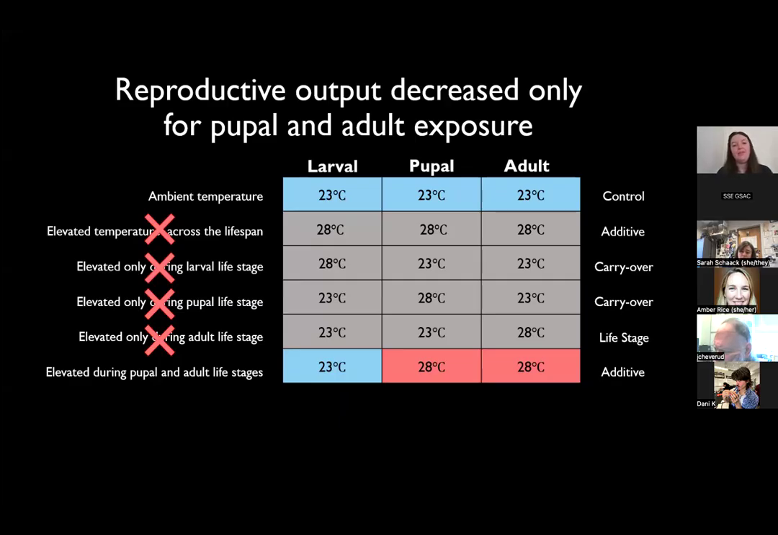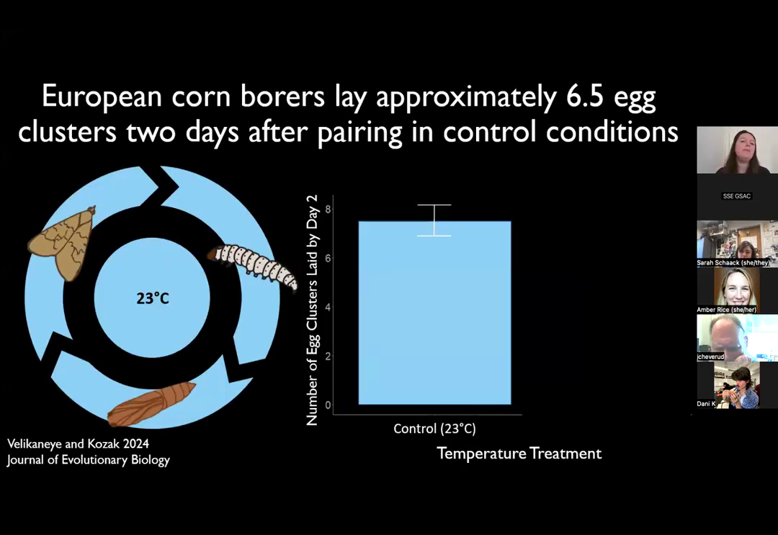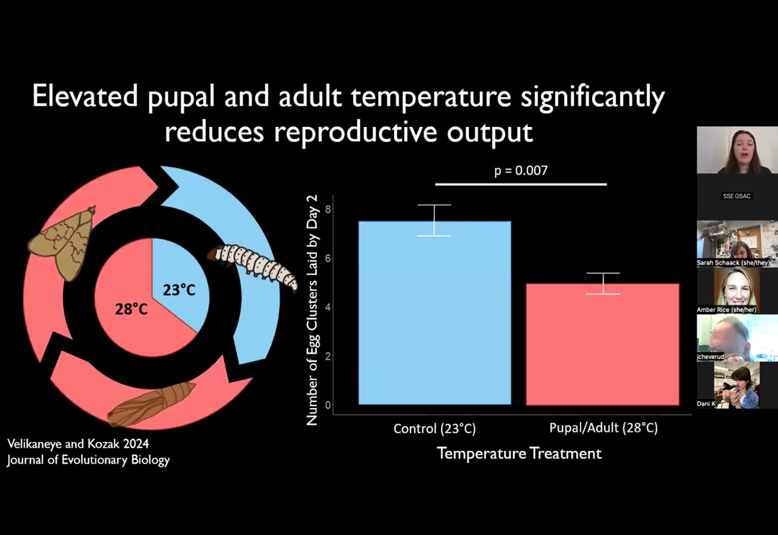And so, shocker, because I've focused on additive effects, you knew I had to find one. And so I did. We found that reproductive output was only impacted when we exposed them to elevated pupal and adult temperature. So what does that actually look like visually? Our control individuals, those that experience no heat throughout their entire lives, laid about 6.5 egg clusters after day 2. However, if we exposed individuals to elevated pupal and adult temperatures, this significantly reduced the reproductive output. It almost halved it. So that's a big difference.